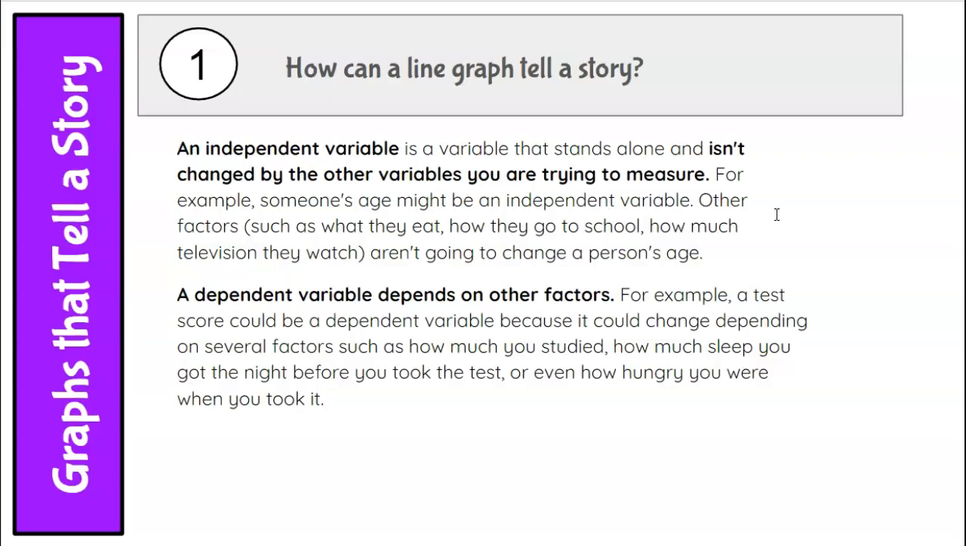A dependent variable depends on other factors. That's why it's dependent. For example, a test score could be a dependent variable because it could change depending on several factors, such as how much you studied, how much sleep you got the night before you took the test, or even how hungry you were when you took it. So a test score could be a dependent variable.